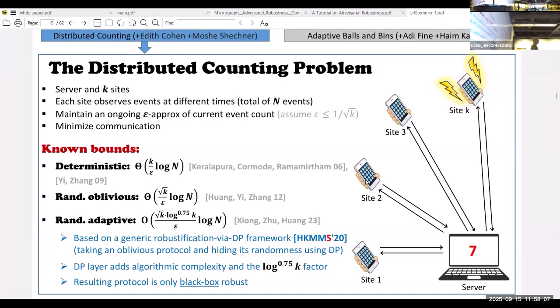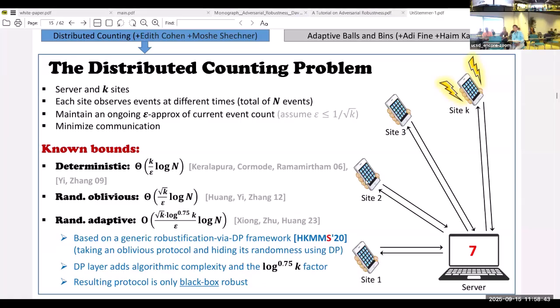So just another question about the model. You assume that the adversary controls all the sites. The adversary controls the sequence of events going to each of the sites. But does the adversary see what the sites send to the server? In this model, no. That's why I wrote this as one of the shortcomings of this solution. It's only robust in what's called the black box adversarial model, in which the adversary only gets to see the approximate count from the server, and based on that chooses the next site which will get an event.